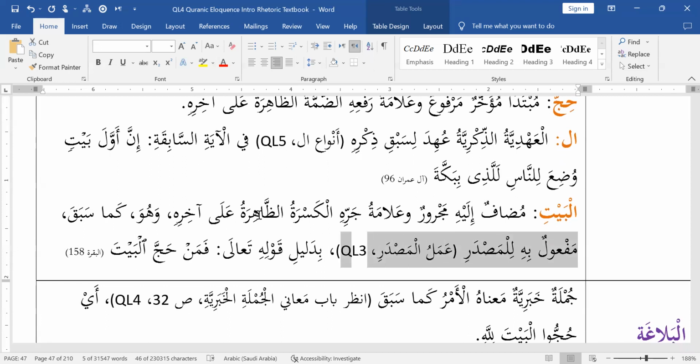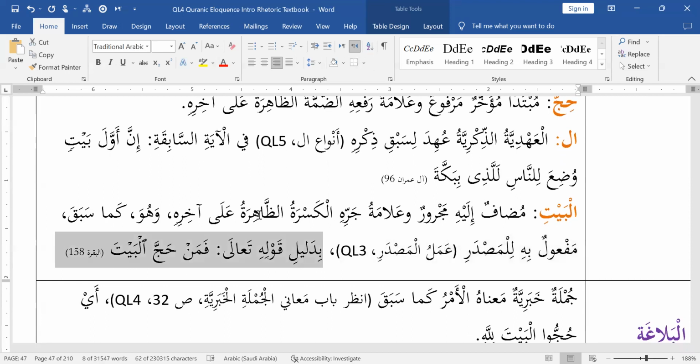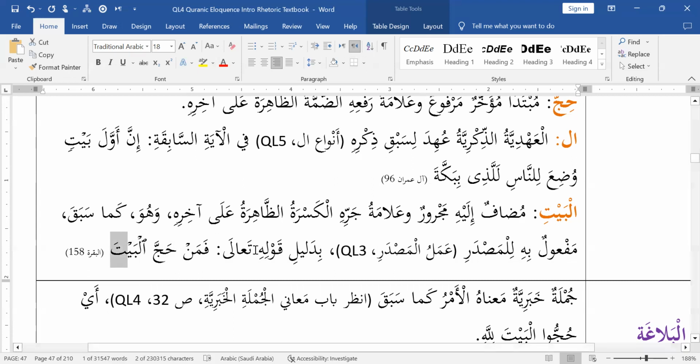عمل المصدر is the reference from QL3. بدليل قوله تعالى. Here's a strong evidence. Dalil is evidence to support the fact that al-bayti is maf'ul bihi for masdar. Here's a dalil. Allah says in the Quran, فَمَنْ حَجَّ الْبَيْتَ. Point of interest, the shahid, the evidence is hajja, fi'l madi. Hajja is fi'l madi here. Al-bayta. Look at the maf'ul bihi. And there's a fatha ending on the ta.